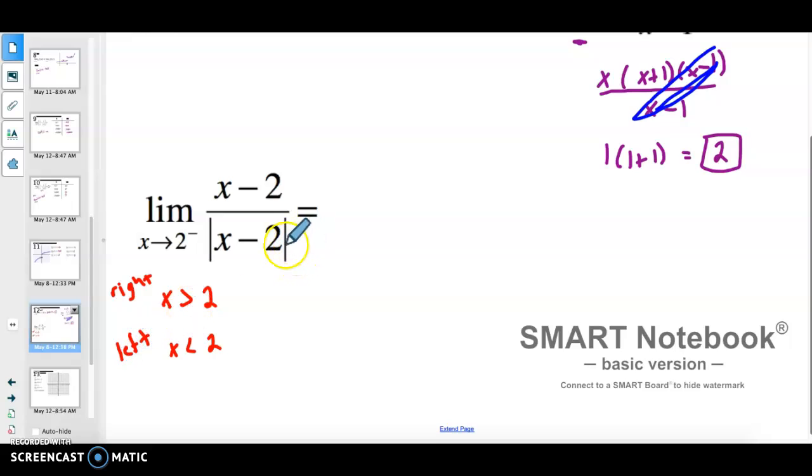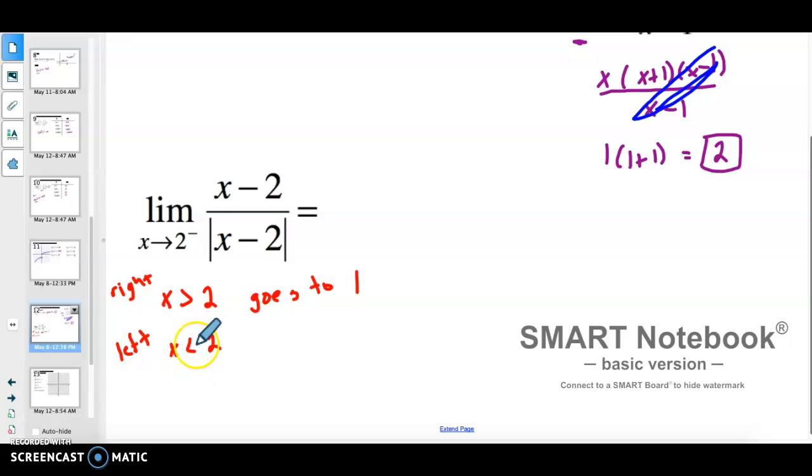So when I evaluate values that are greater than 2, so maybe I plug in a 3. So 3 minus 2, I'd get 1 over 1, which is 1. If I do 5, we'd get 3 over 3, which is still 1. So when x is greater than 2, our limit is going to be going to the value 1. So the limit is going to 1.